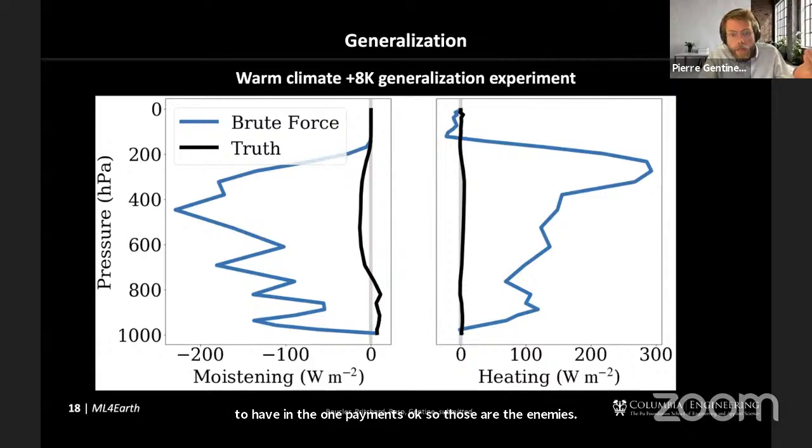So if you just use a neural network trained on historical data, you will get something that's completely off, and that's what we saw earlier in the talk. Basically, you're failing miserably. It doesn't work at all. Your moistening is off by orders of magnitude and sometimes even in the wrong direction. So something is fundamentally flawed in fitting a neural network on historical data.